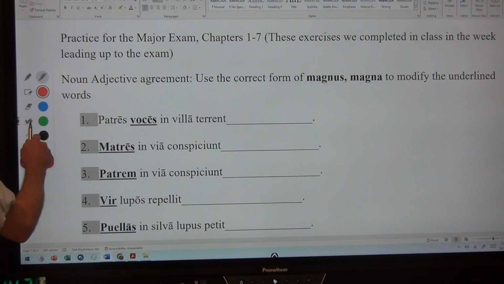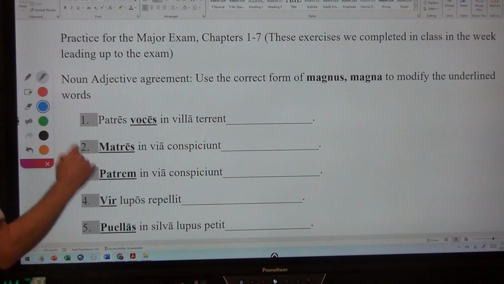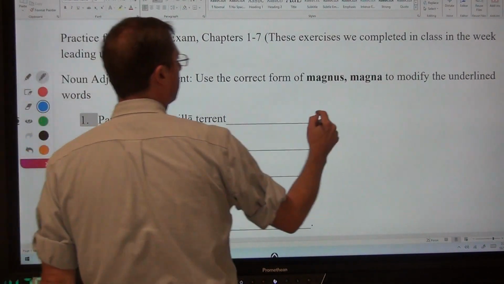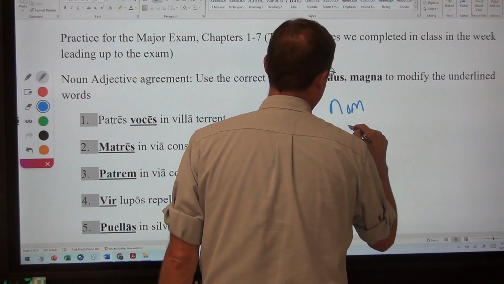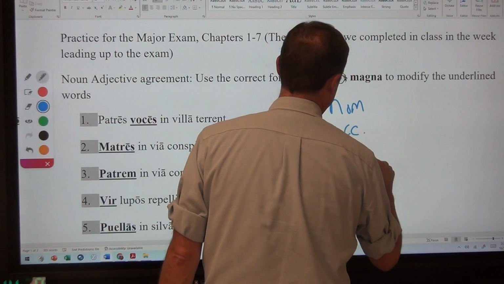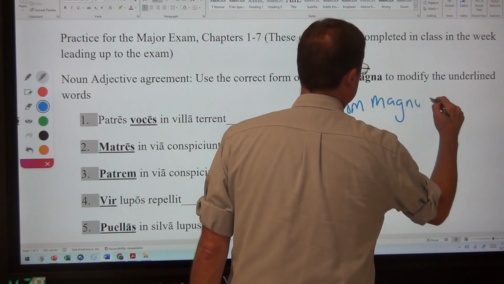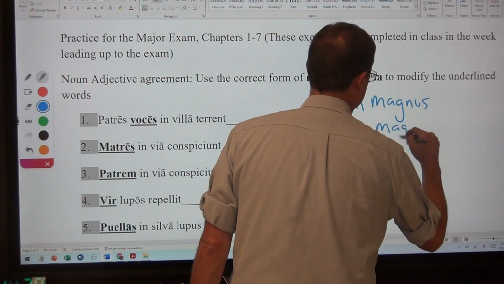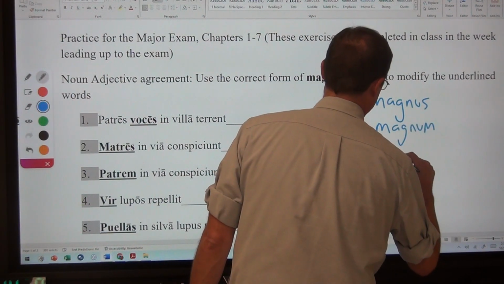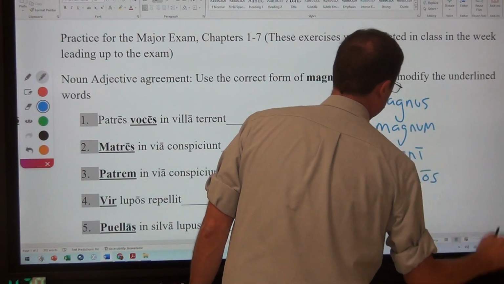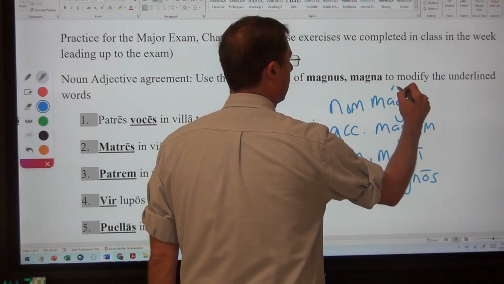Now, the first thing that I would do, if I were y'all, is that I would go ahead and make sure that I know all my forms of magnus and magna. And so I would write myself a little bitty chart over here to the side. And I would write down, let me make sure that I can do it, nominative and accusative, and then nominative and accusative again. And I would write down magnus and magnum, then magni and magnos as my forms there for my masculine forms.